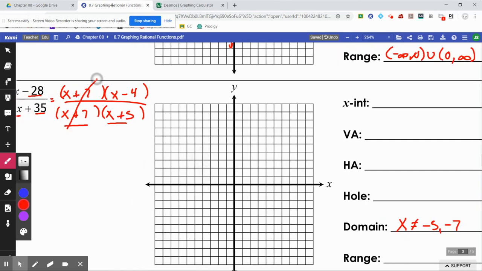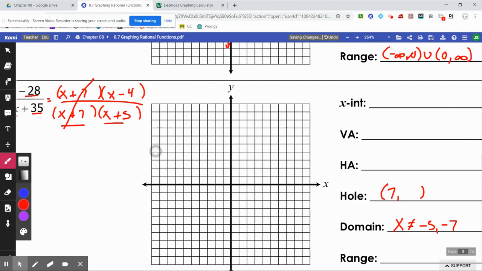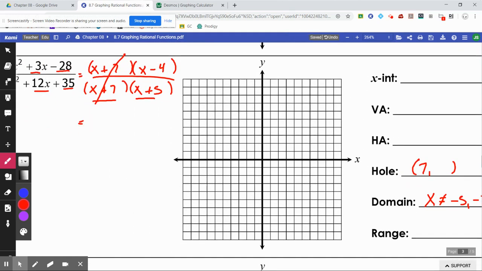You do have a removable discontinuity at -7, so there's going to be a hole there. So we'll just write it like this. We'll do at -7 comma something, there's going to be a hole. And again, in order to find that hole, we simply remove that discontinuity and rewrite our function, x minus 4 over x plus 5.